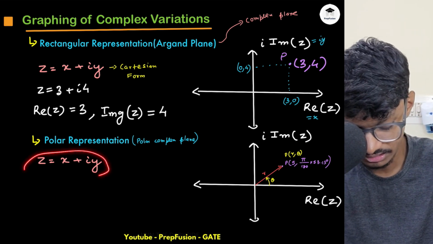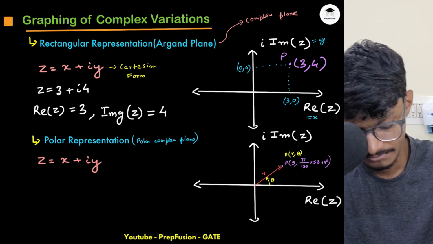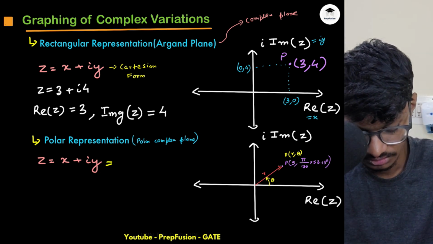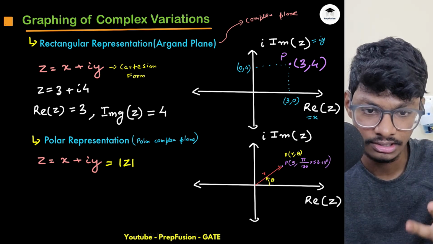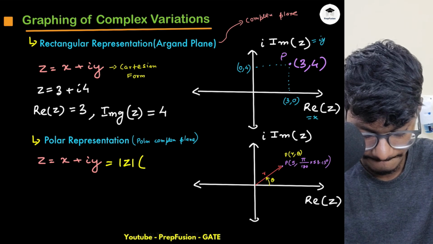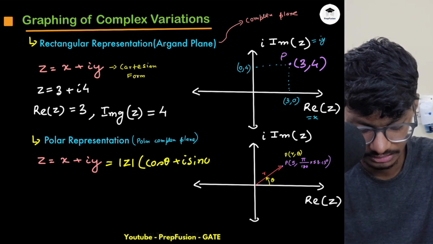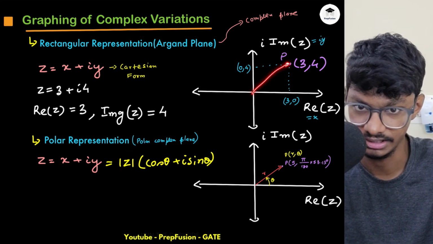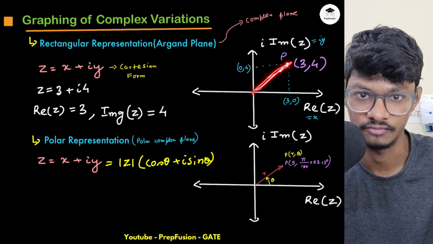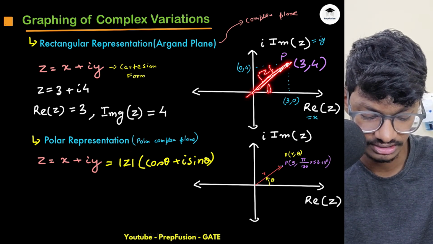So how can we represent it in polar format? It is represented like this: mod of z, which is the modulus of z and represents the distance from the origin, times cos theta plus i sin theta. We observe that this is the modulus of z, which is basically the distance from the origin, the hypotenuse of this triangle. If I do this, this is mod of z. If I do mod z cos theta, what will I get?